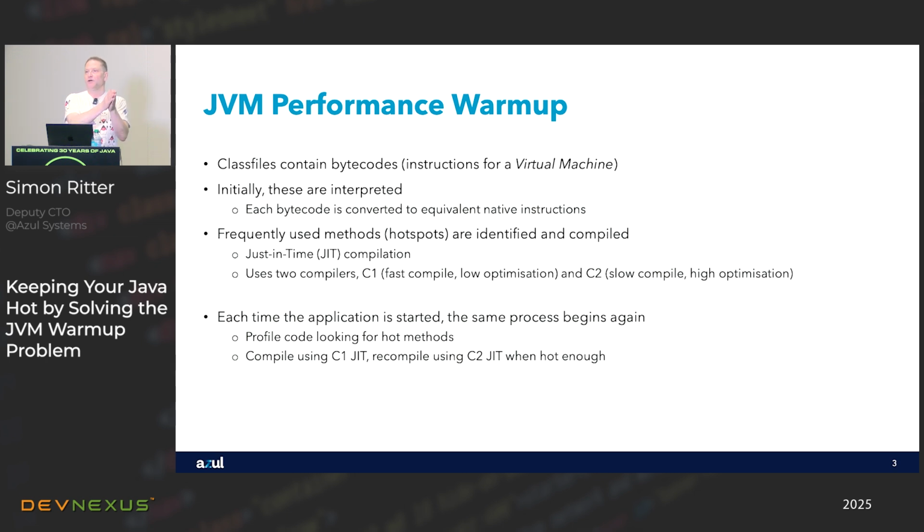Once we've done that, we run that method using the natively compiled code, but we also profile it at the same time to understand how that code is actually being used. When we hit a second threshold to say that this is a really heavily used method, we pass it to the, again, imaginatively named C2 JIT compiler. What C2 will do is recompile that method, using the profiling information we've gathered along the way to understand how to optimize it much more heavily. And that gives us much better performance for that method.